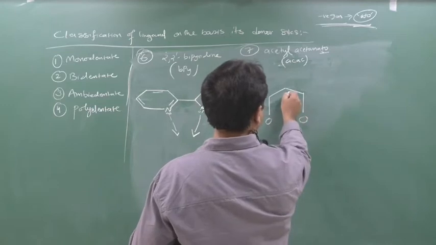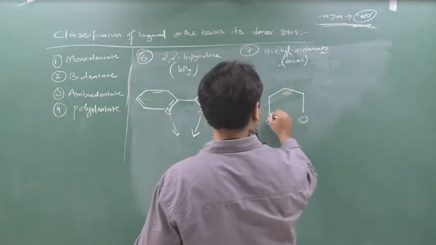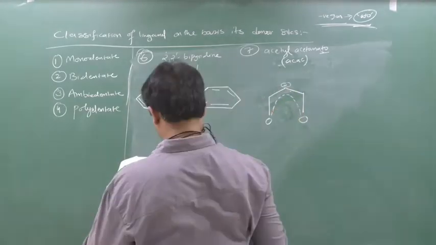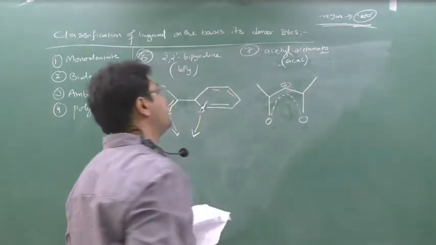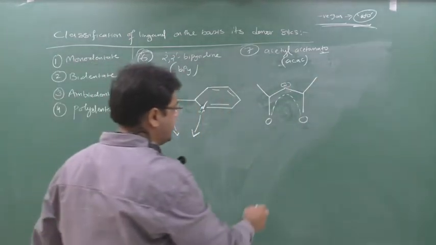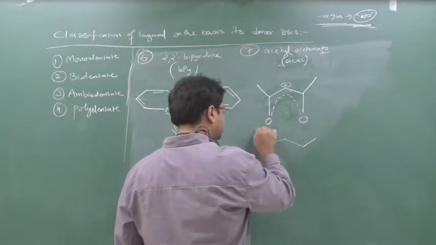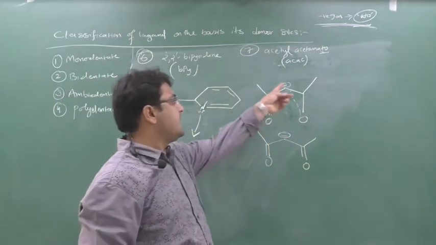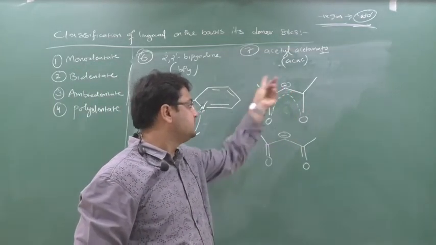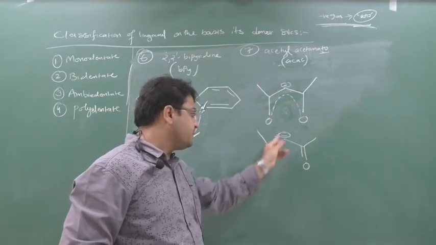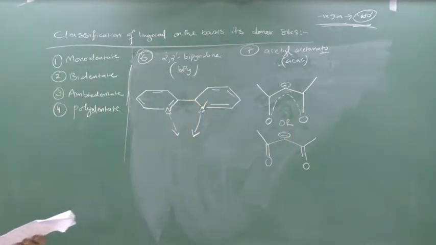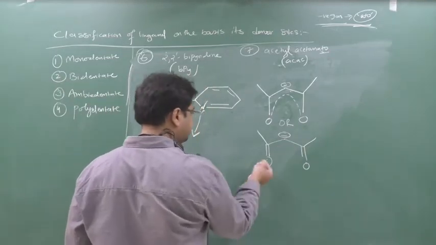In your book, somewhere in the competition book, they will be giving it like this. This is nothing but acetylacetonato. See the structure, the bond length structure also they will give in the book. This dotted line shows that this minus charge is in resonance between this oxygen and this oxygen. Both the structures are the same. Remember this structure.